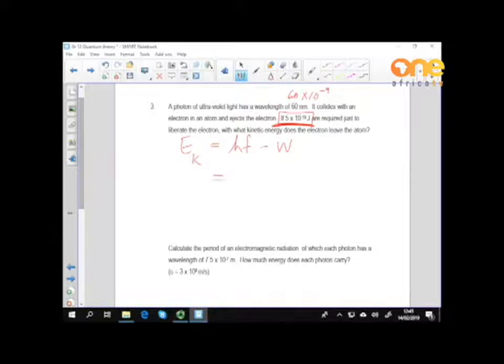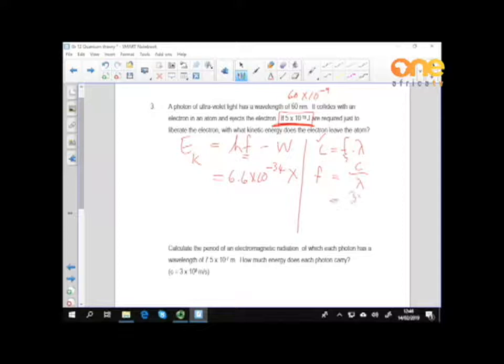We have h times f at 6.6 times 10 to the power minus 34 times the frequency. No, that's the wavelength. Do we have frequency? But you can work it out similarly. Speed of a wave, f times lambda. So we're looking for frequency. The speed of light is 3 times 10 to the power 8. So frequency is equal to speed of light divided by wavelength.